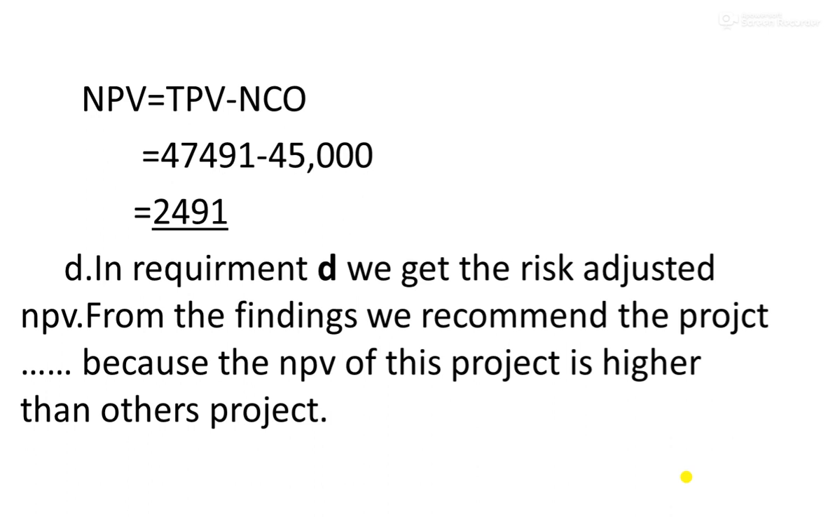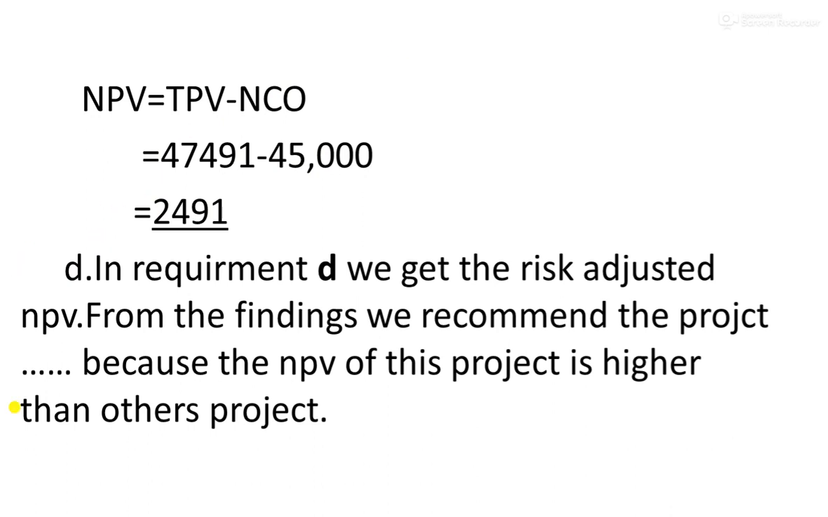Dear students, then we calculate NPV. NPV equals TPV minus NCO. You know this formula. TPV, total present value, is 47,491. Then NCO means net cash outflow or initial investment. It was 45,000 for project X. Then if we subtract, we get 2,491. This is our risk adjusted NPV.